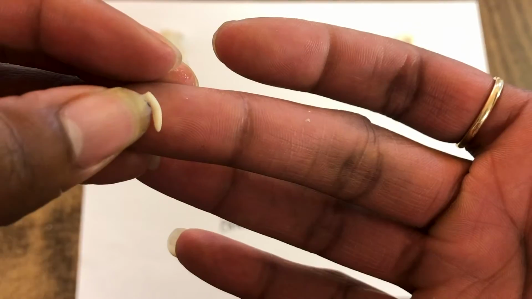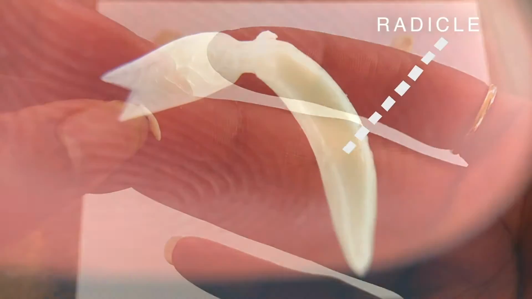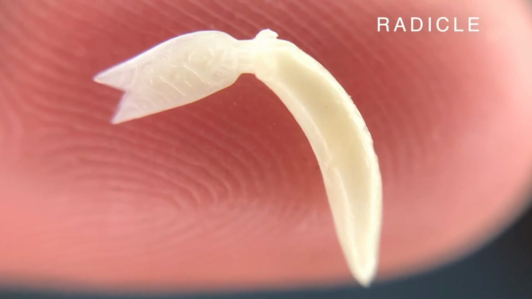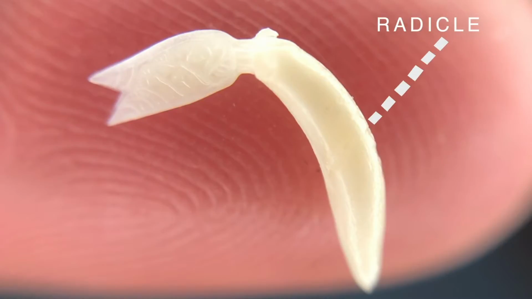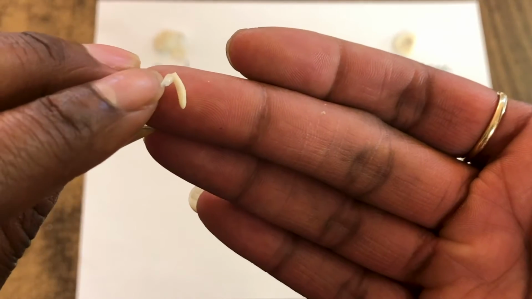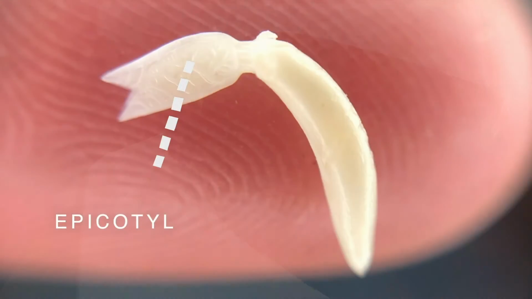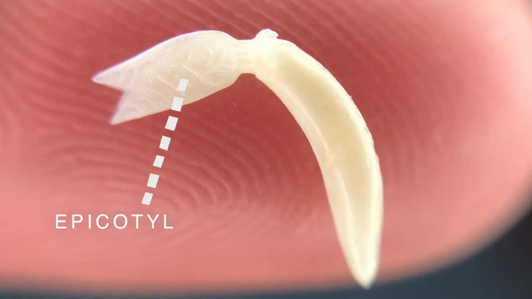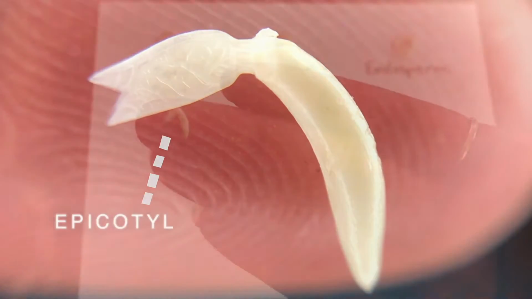This portion here is the radicle. It's the first part of the plant to emerge from the seed. It will become the roots of the plant. This portion is called the epicotyl. The epicotyl will form the first true leaves of the plant.